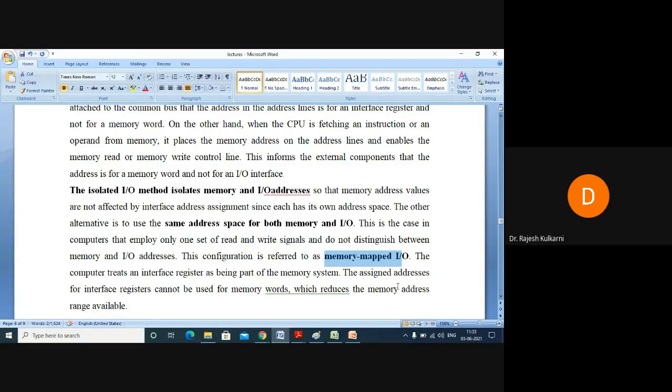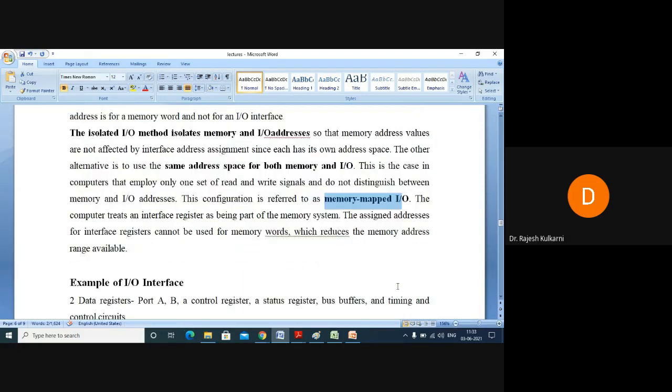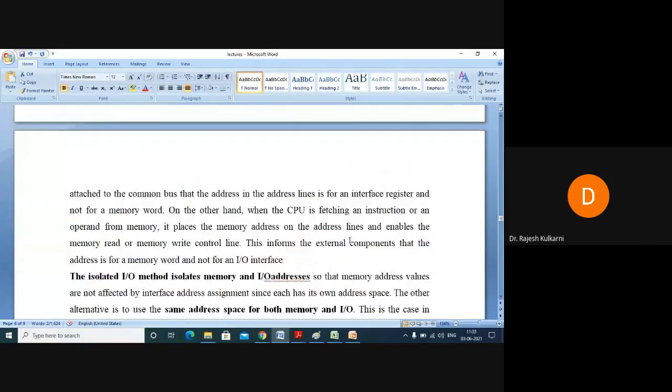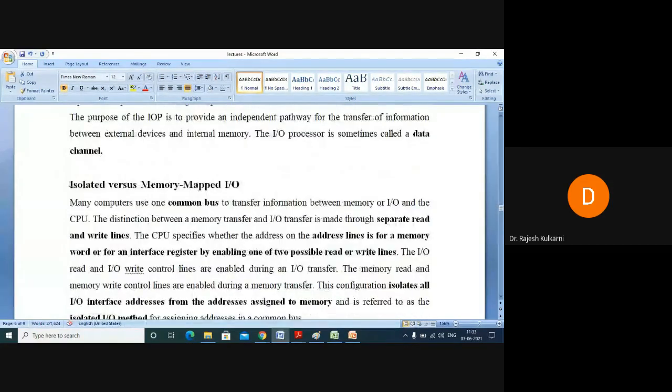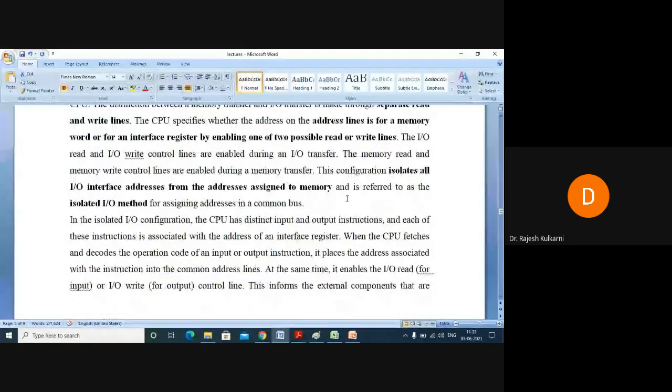In such a scenario, your interface unit will be visualized as a memory system. This will also help in reducing the memory. Hopefully, you understood this highlighted thing, the isolated versus memory mapped IO.